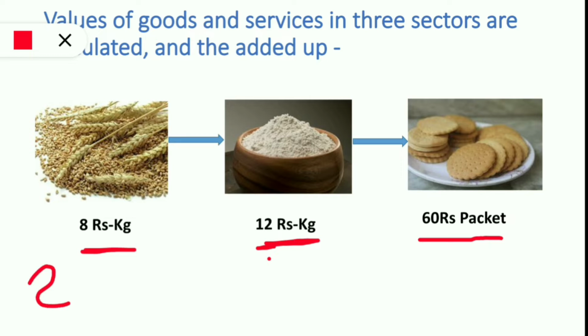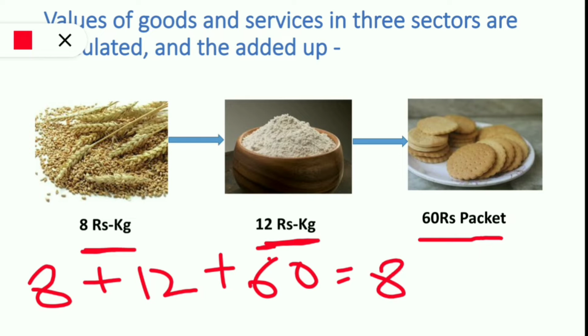Now you have the final values in your hand. Add up all these final values. 8 plus 12 plus 60 gives you 80. So it shows that this much production is being done. So we can consider this as GDP. GDP is gross domestic product. I hope you have understood this.